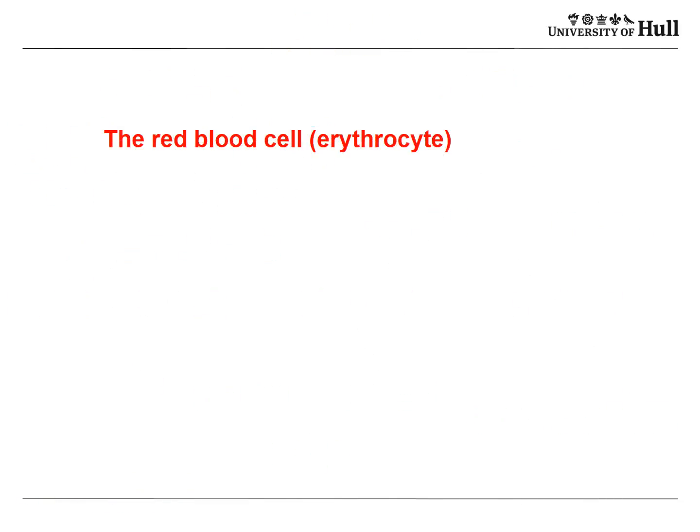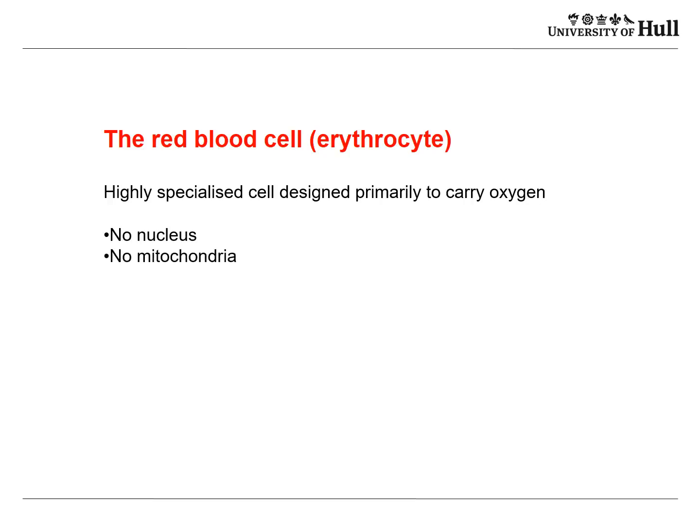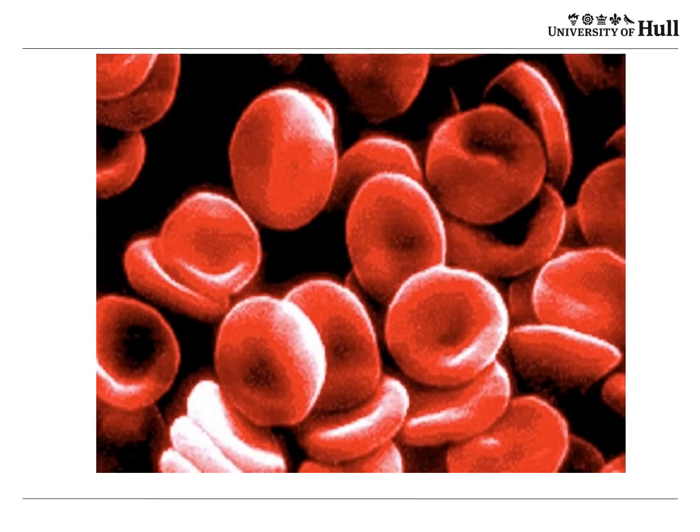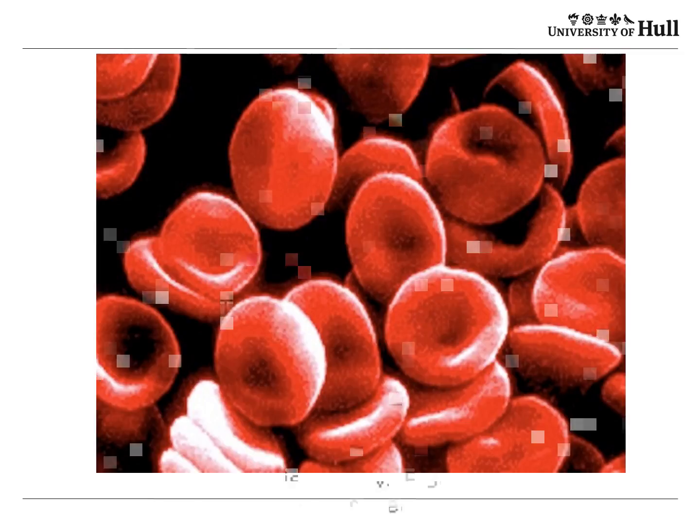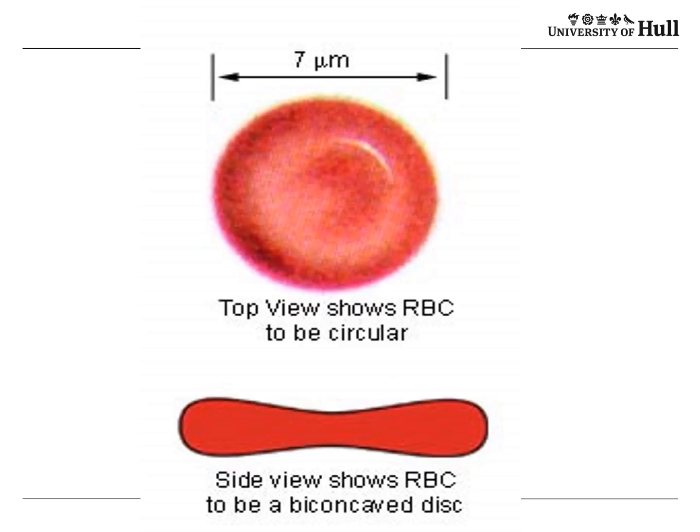The red blood cell is known as the erythrocyte, and it's a highly specialised cell designed primarily to carry oxygen. It's got no nucleus and no mitochondria, and oxygen is carried mainly bound to a protein called hemoglobin. And this is what erythrocytes look like. They're flat, almost donut shaped, 7 micrometers in diameter.